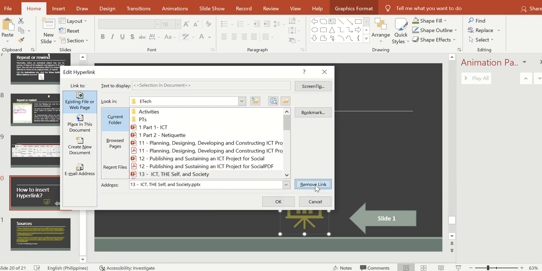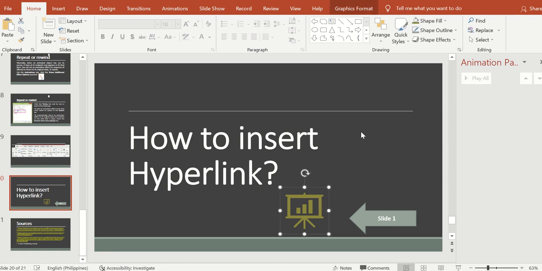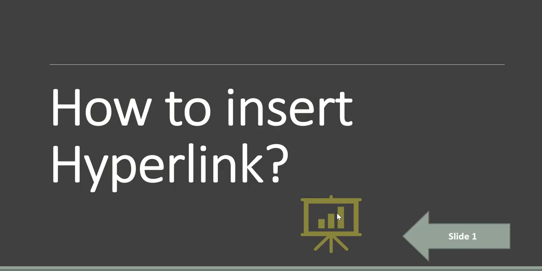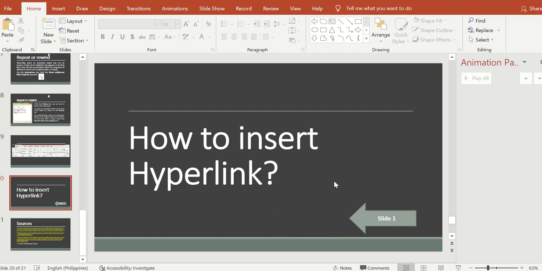If I want to remove it, I'll click remove link, and I have to make sure that it's removed. So it's not there anymore. If I click that, nothing will happen anymore. Okay, just move to the next slide. So let me delete that.